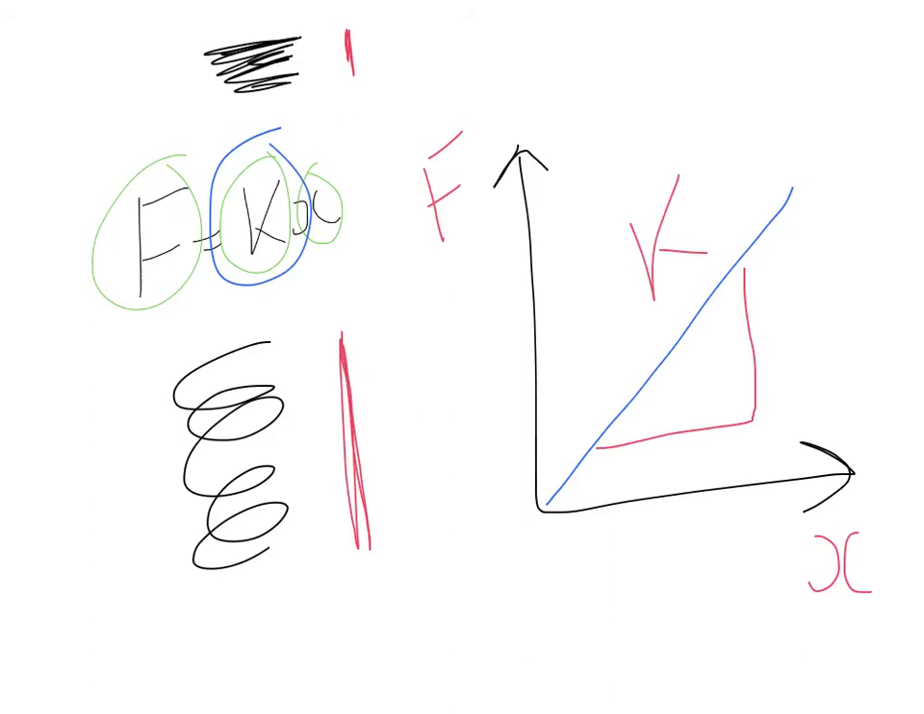If, out of interest, you had done x on the y-axis and F on the x-axis, then perhaps your gradient of the line would have been 1 divided by k, and it would have been a little bit more complicated to work out.